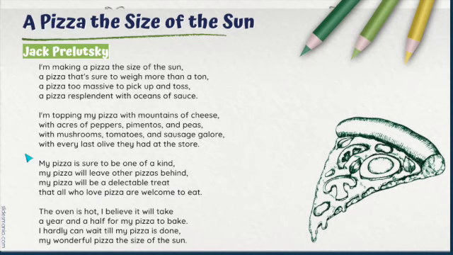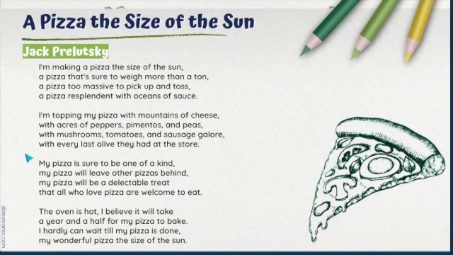So we're going to start here with this A Pizza the Size of the Sun poem. And I would read this poem aloud to my students. There might be a time where we take this apart and we look for some rhyming words and we talk about the structure of the poem itself. Maybe I'm going to use this to illustrate stanzas, rhyme scheme, repetition. But then I might want to use it to talk about vocabulary.